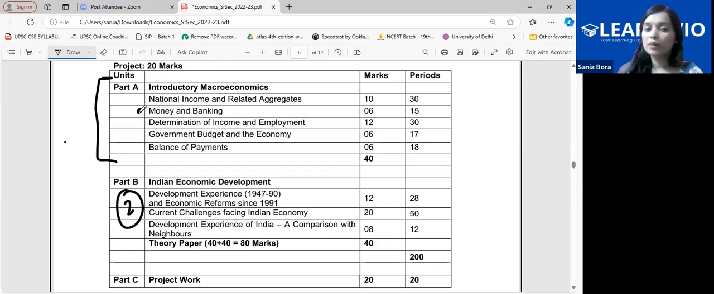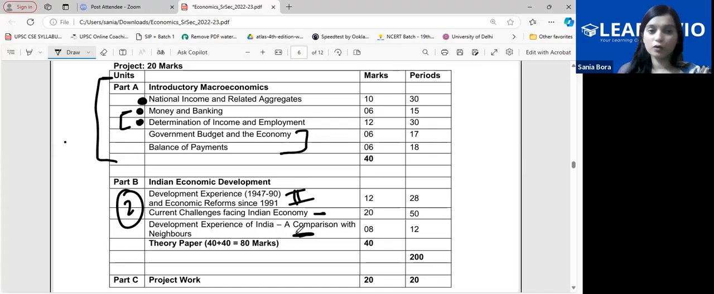So we will be starting with money and banking first. Now, after money and banking, we will do determination of income and employment. After these two, we will finish this first unit. And then we will start with national income. Once we are done with national income, we will do the current challenges facing the Indian economy. Then we will do government budget and balance of payment. And then we are done with the syllabus.